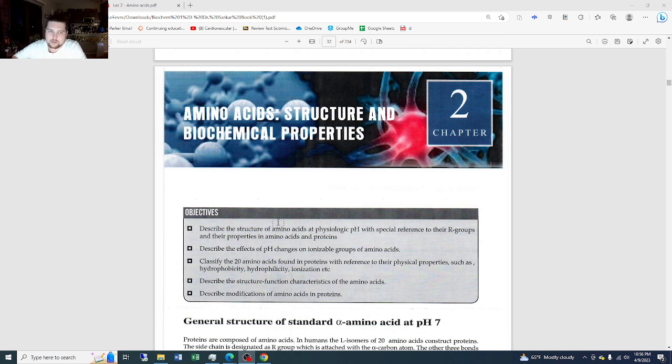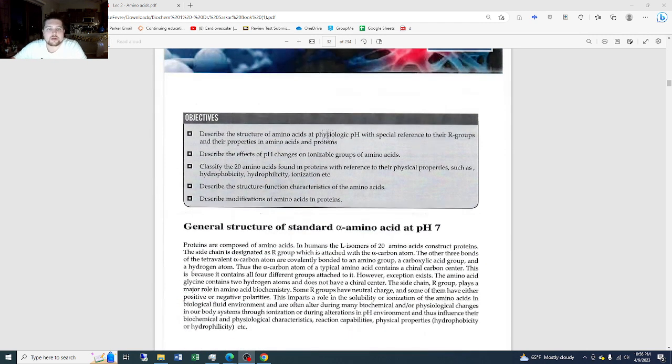This is going to be Chapter 2, Amino Acids, the Structures and Biomechanical Properties. Our objectives for this chunk of material are to describe the structure of amino acids at physiological pH. If you can remember, what was our physiological pH? Normal for our body to survive, that was 7.35 to 7.45, with special reference to their R groups and their properties in amino acids and proteins.